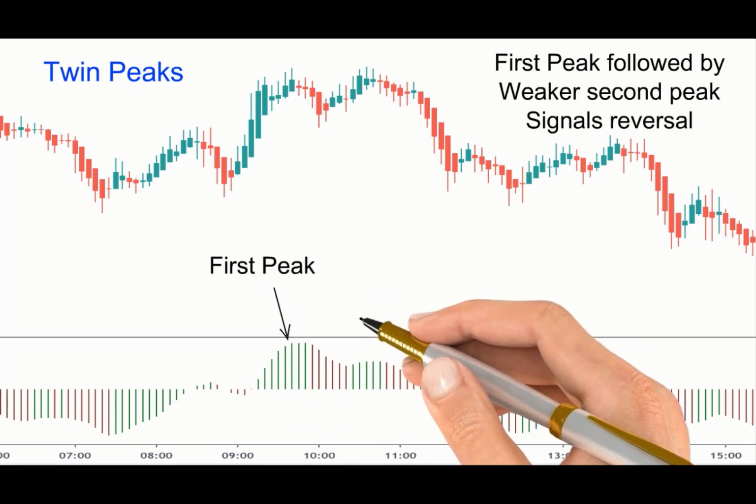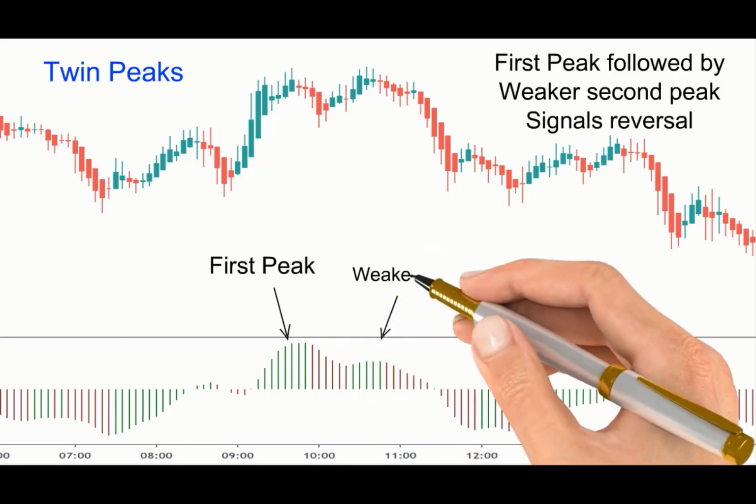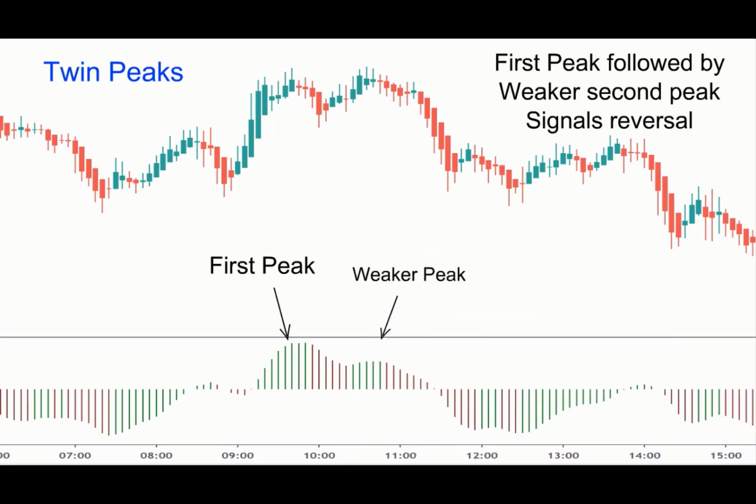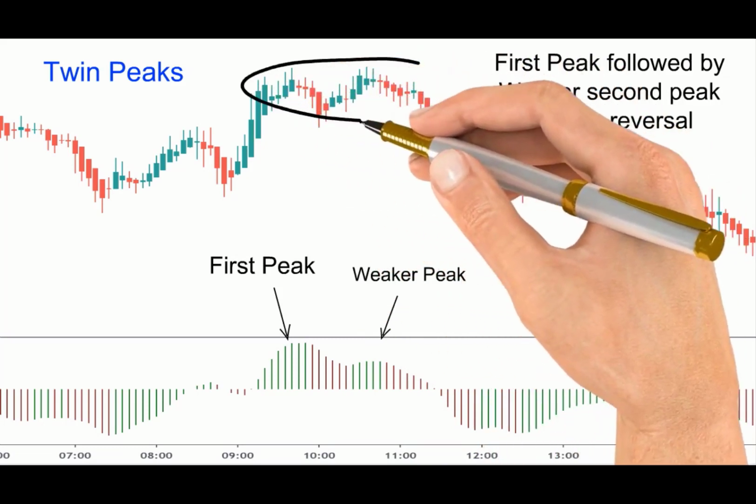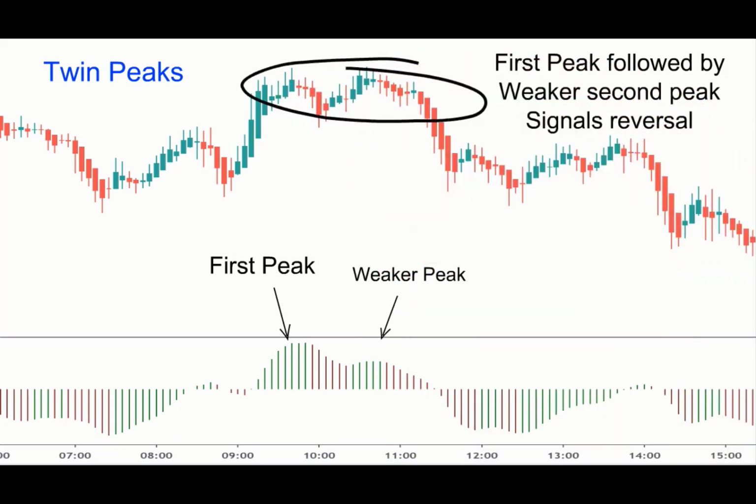And that is followed by a second weaker peak. And if you go up to the chart, I'll circle this area for you, you'll see that we had a double top that ended up reversing momentum. Okay, so that weaker peak could have signaled to you that that double top indeed was going to act as resistance, and you could take your short.